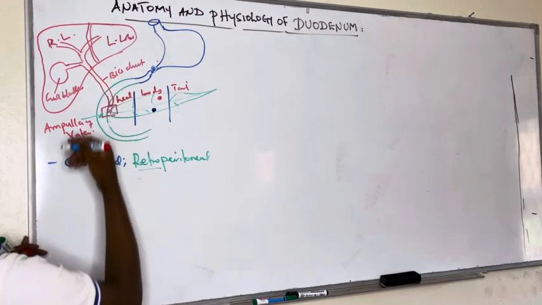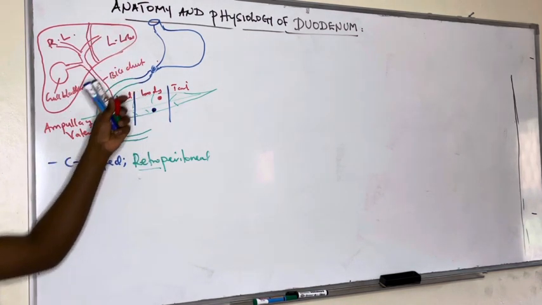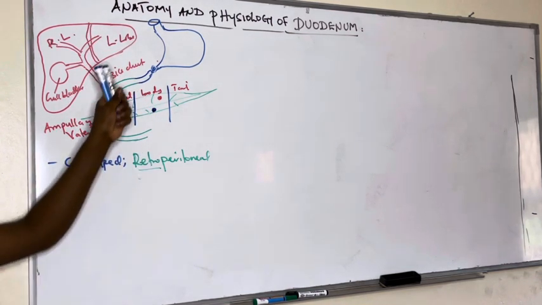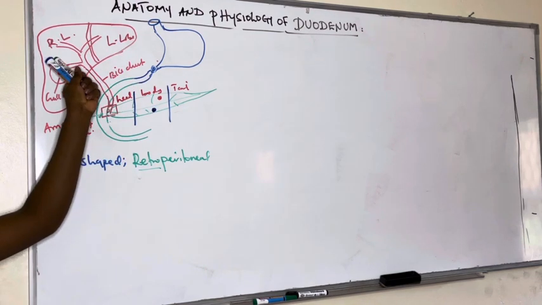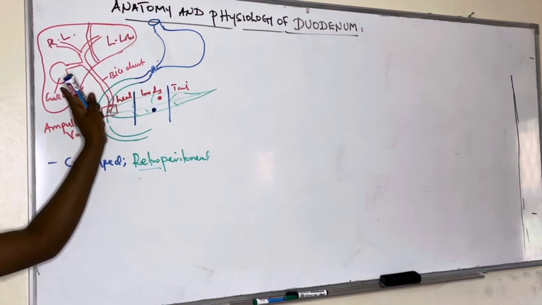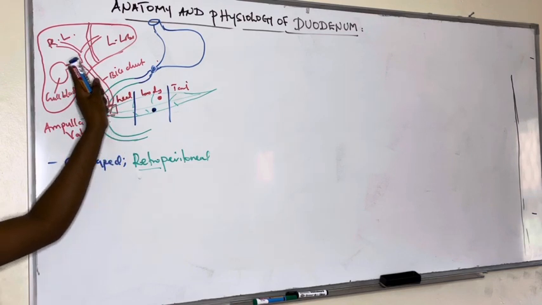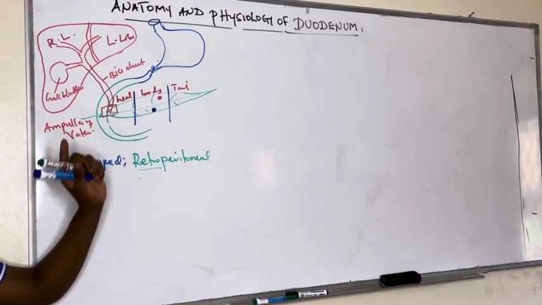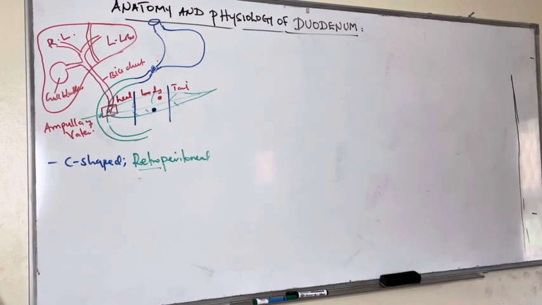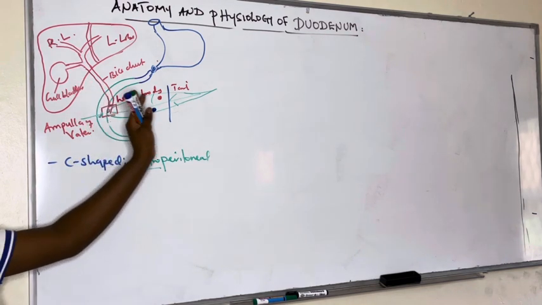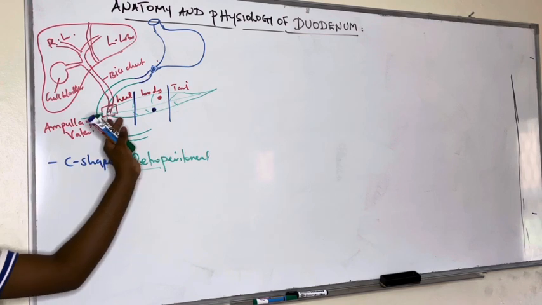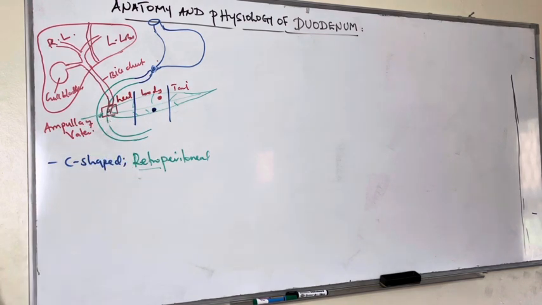Then we have also seen the liver, which has the falciform ligament, and is divided into the left lobe and the right lobe, together with the bile duct and the gallbladder. This gallbladder empties into the bile duct via the cystic duct and also brings bile into the ampulla of Vater. So if there is a problem with the liver or the pancreas, you can also see a problem with the duodenum.